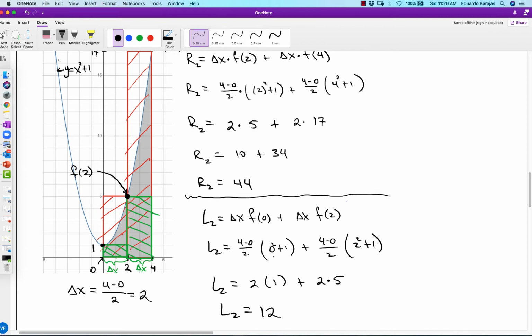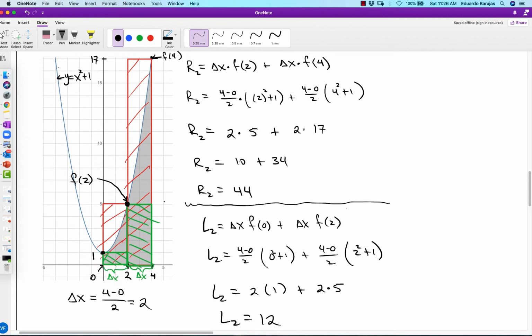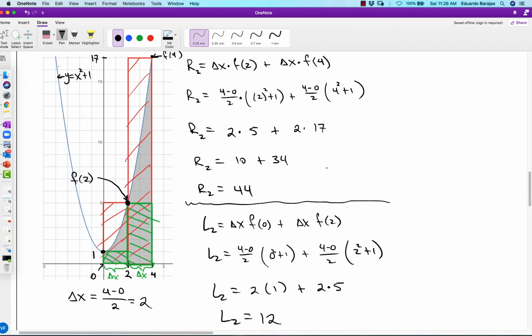Okay, so clearly the green one is an underestimate, right? The gray area is definitely bigger than the sum of the two green rectangles. And clearly the red rectangles is an overestimate. The gray area is somewhere in between the two. So we can again say that the real area we're interested in is less than r sub 2, but greater than L sub 2. It's somewhere in the middle there.